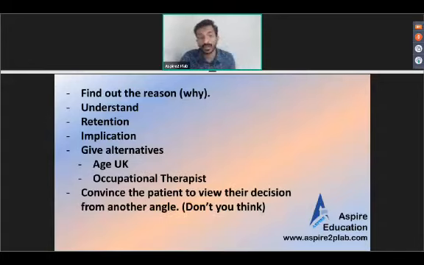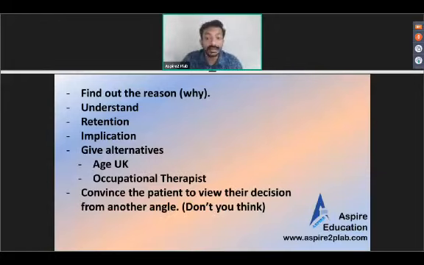So the patient was improving whenever he was admitted. So find out the reason why: understanding, retention of the information, implication, whether he is understanding or not. In these kinds of situations, what you need to do is take a very good social history, because when this patient is talking, he sounds a bit frustrated. So ask, with whom do you live? Is he living alone or with the family?